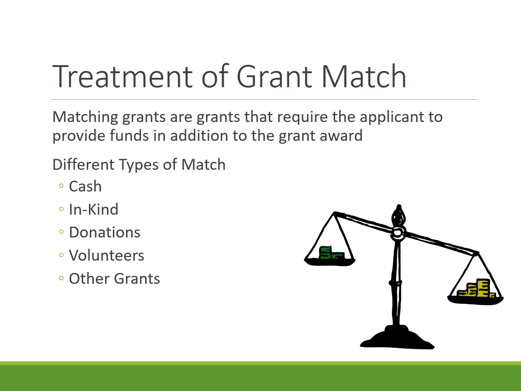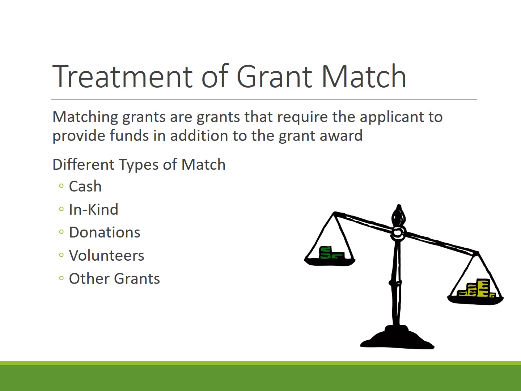So the different types of match: cash match are the most common type of match and are the easiest to track. Cash match is either the grantee's organization providing funds as part of the general revenue, or cash donations from a non-federal third-party organization, so partner organization, or by non-federal grants. The cash match contribution is an actual cash contribution.